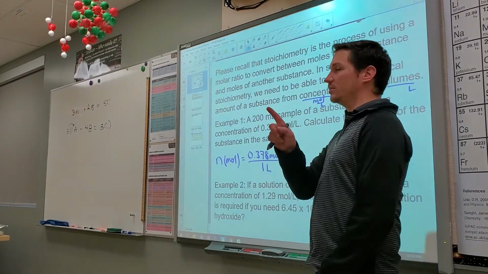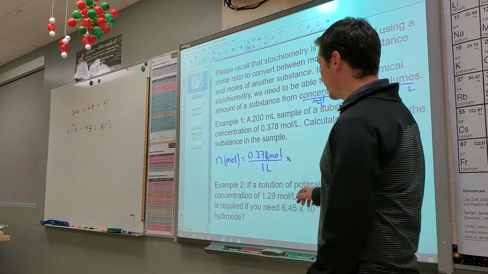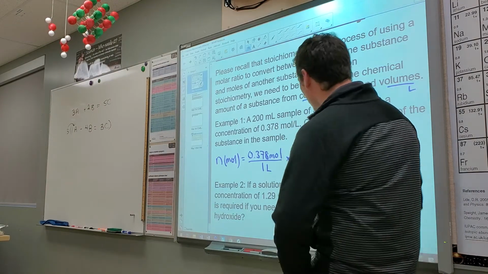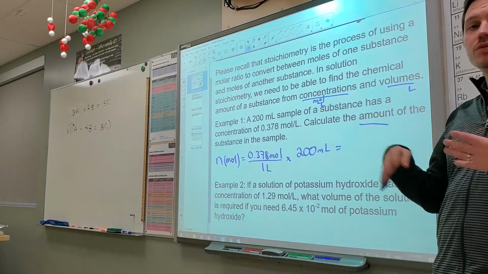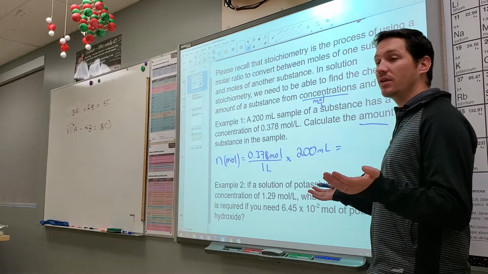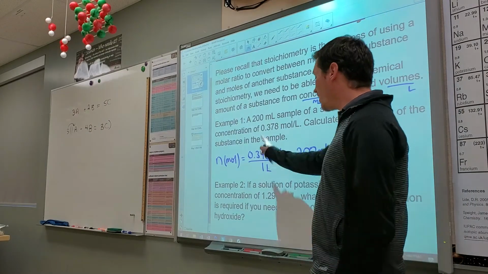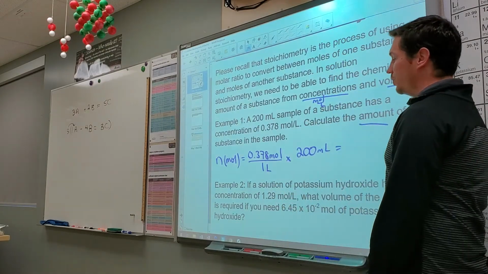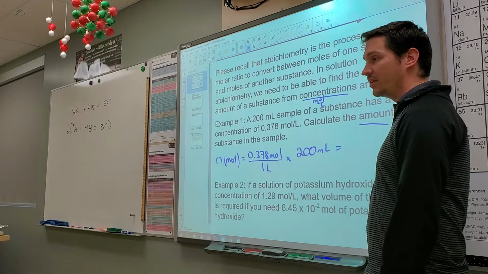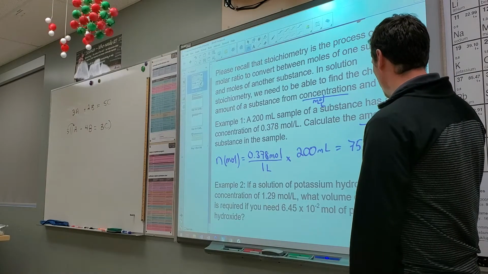There are 2 different things you can do. You can leave it in milliliters, 200 milliliters. And what units are you going to end up with? Millimoles, which is just 1,000th of a mole. So you can get millimoles, and that's perfectly fine. If we were to go that times 200, we would get 756, or 75.6. Yeah, so we get 75.6 millimoles.